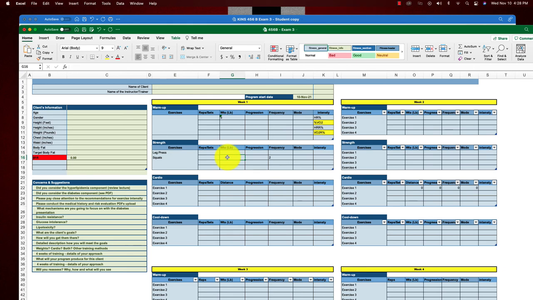What is the weight? What makes sense for this woman? What makes sense for progression? What makes sense for frequency? You fill this in however you see fit, okay?